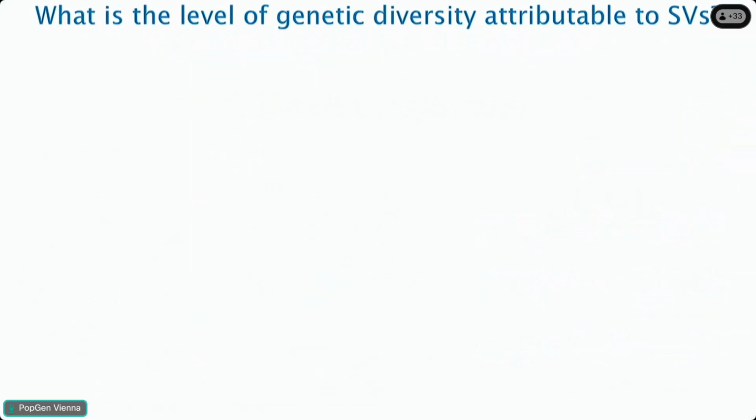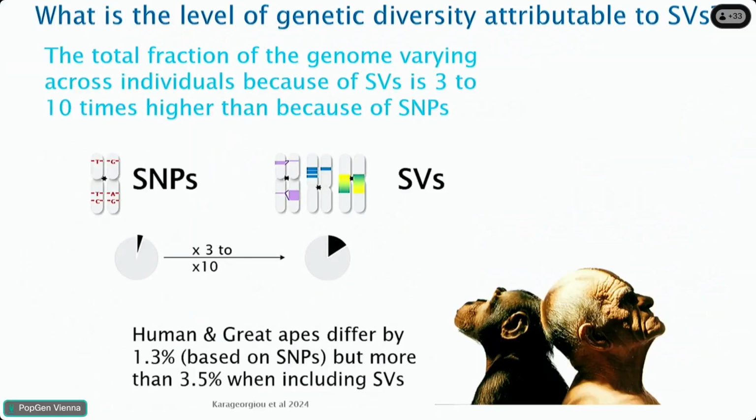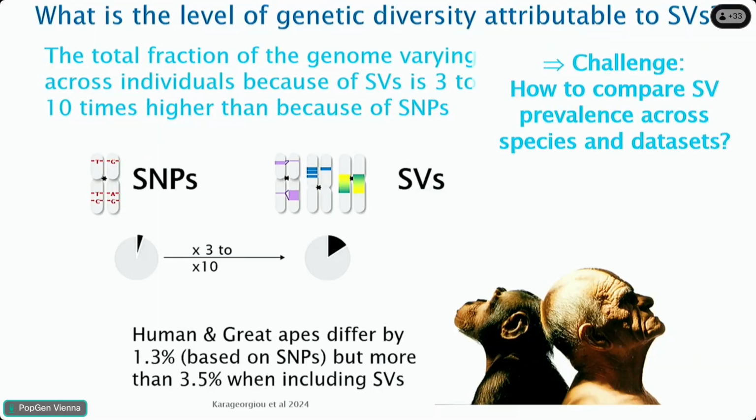So one of the questions that we also hear: what is the level of genetic diversity attributable to SV? Maybe we don't care about SV, it's just a few here and there. Well, not so much. When you think about the fraction of the genome covered by SNP versus the fraction covered by SV, you see that it's much higher, not because there are more SV, but just because they are longer. So here you have a value between human and great apes. They would differ by 1.3% only based on SNP, but much more based on SV. Yet you see this range of 3 to 10 times here.